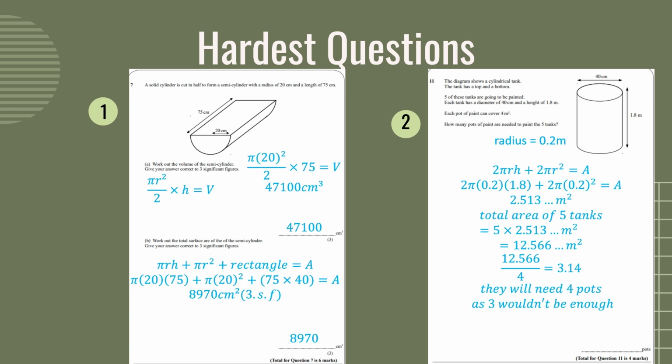So, they will need 4 pots, as 3 pots wouldn't be enough, because we've gone slightly over 3. So our final answer would just be 4, because you need more than 3, because it's 3.14. So we've got to use 4.